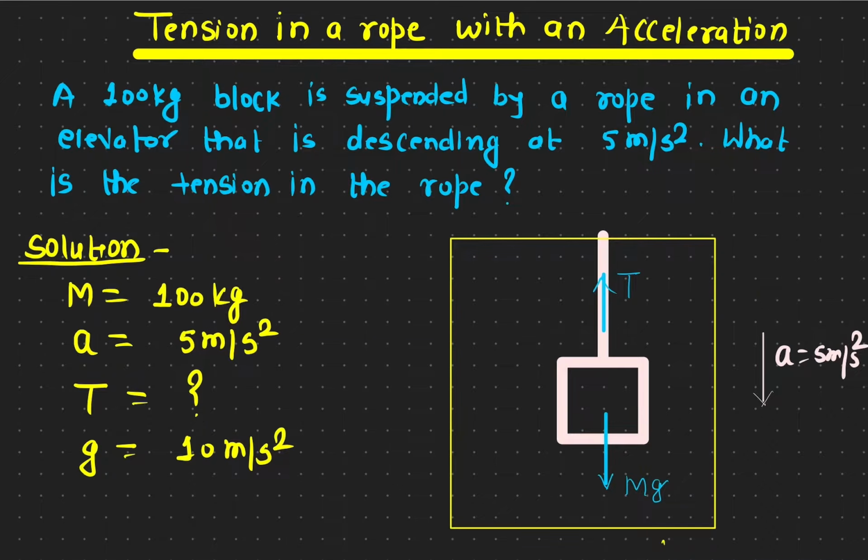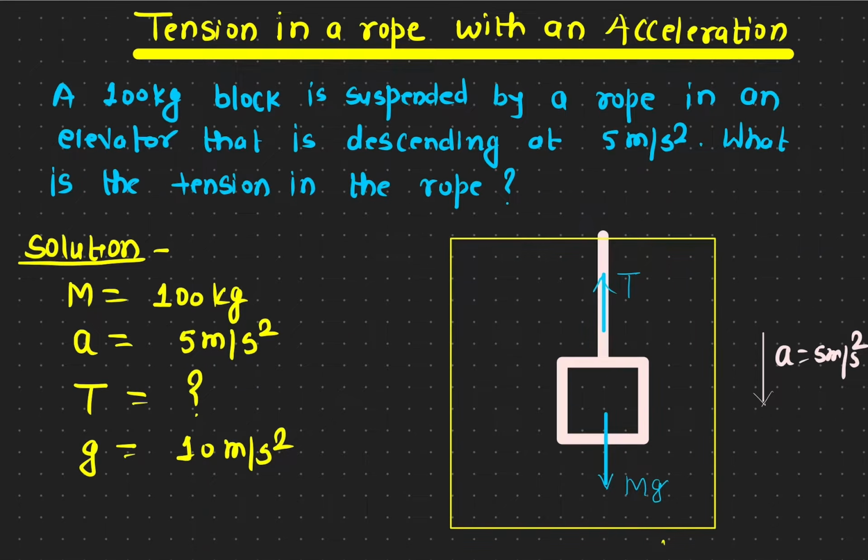First, let's write down all the known information. So the mass of the object is given, that is 100 kilogram. The acceleration is given, that is 5 meters per second square. And we have to find out the tension. And we're going to choose the acceleration due to gravity, 10 meters per second square. In fact, it has to be 9.81, but just to make life easier and calculation faster, we're going to use 10 meters per second square.